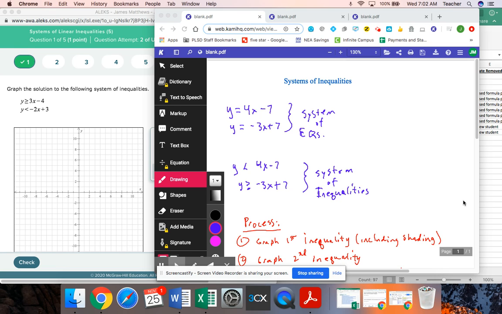All right, guys, we're going to talk about systems of inequalities. And this is just one step above systems of equations. When we had a system of equations, we had two equations. There were two variables, x and y, of course, but two linear equations.